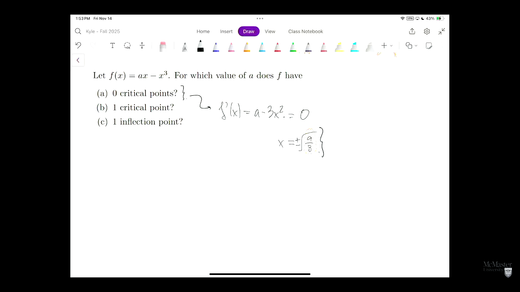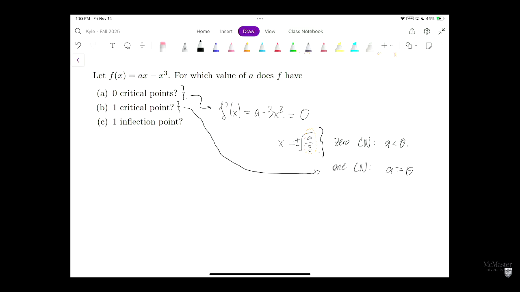So for 0 critical numbers, a is less than 0, and we have exactly 1 critical point if a is equal to 0. So 1 critical number if a is equal to 0. Note if a is equal to 0, then the only critical number is x equals 0. If a is less than 0, this root is not possible. So this is our answer for a and b.